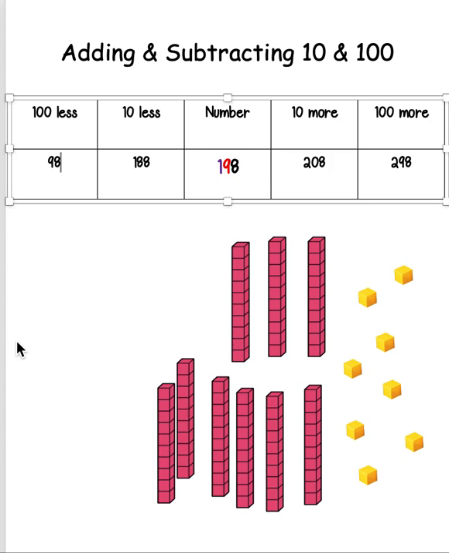We are looking at place value to help us add and subtract 10 and 100.